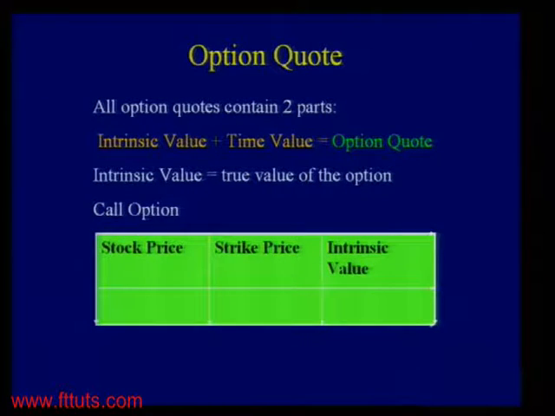Number one, all option quotes contain two parts. Intrinsic value and time value equals the option quote. So the intrinsic value is actually the true value of the option. So in this circumstance, the stock price is $26 a share, and the strike price of our option is $25. Well, let's follow along with the slide. It says the intrinsic value is the true value of the option. Therefore, 26 subtract 25 is the intrinsic value of, obviously, $1. So that is the intrinsic value.